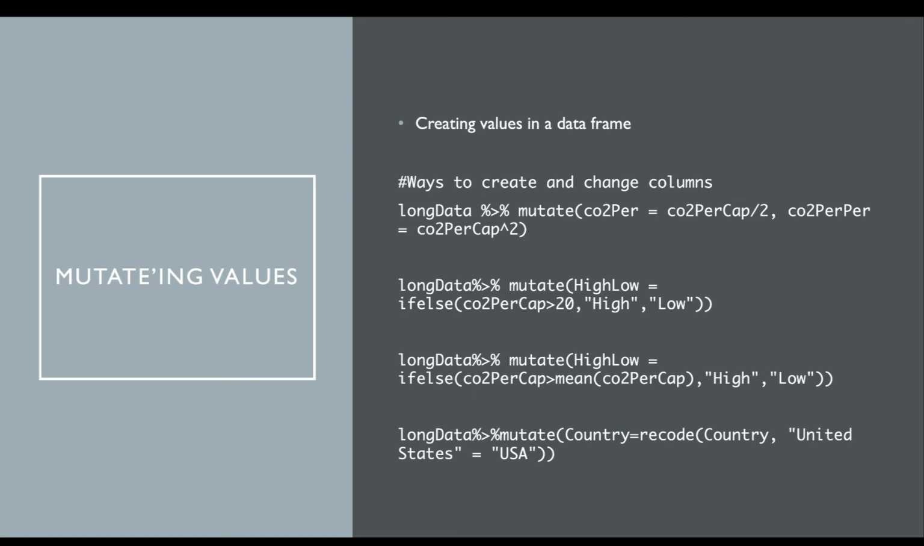This is just a generic example of how to use the mutate function. In case we had the actual population, we might decide to calculate the CO2 value for the entire country by multiplying it by the population, so we don't have it necessarily per capita.